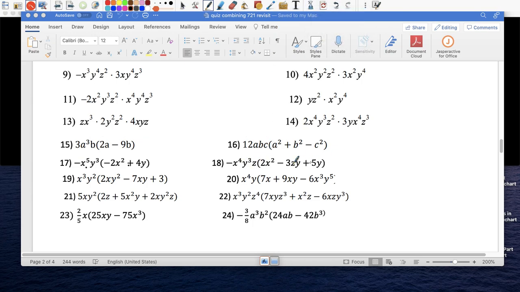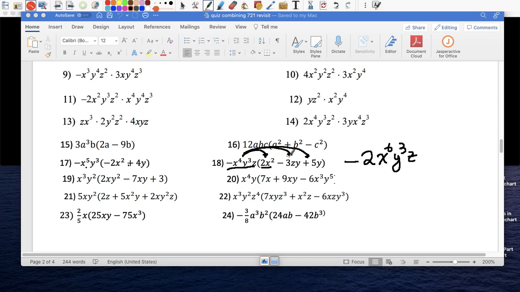Let's do 18. Again, it's this times this, this times this, this times this. Take care of the signs first. So this guy is negative, and the first term in my parentheses is positive. So negative times a positive is a negative. Done. 2 times, well, there's an invisible 1 there, so 2 times that invisible 1 gives me 2. Done. X to the 4th times x squared gives me x to the 6th. And then I'll write the y, and I'll write the z, right? Because they have to tag along.